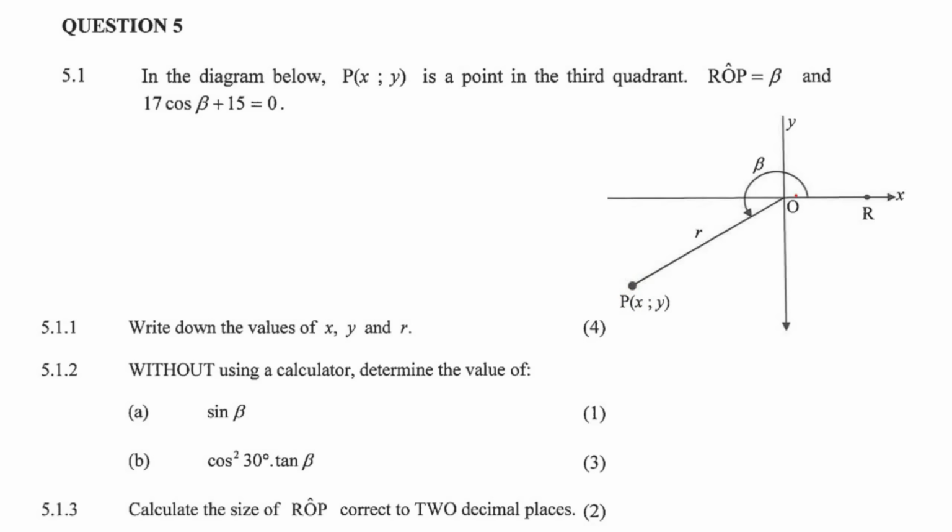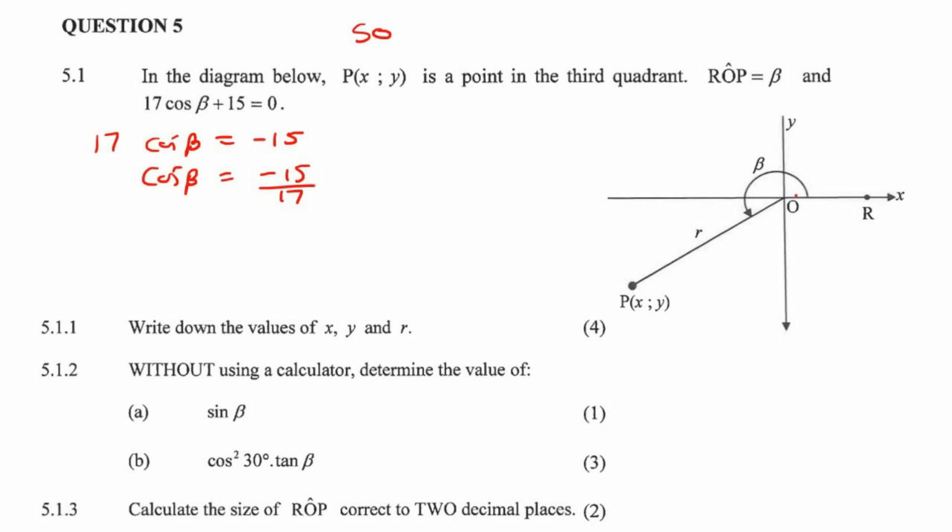So what we're going to do is we're going to take this equation, and we're just going to try to get the cos beta by itself. So you could do that by first taking the 15 over to the other side, like that. Then you can divide by 17, and there we have it. So cos beta is equal to negative 15 over 17.